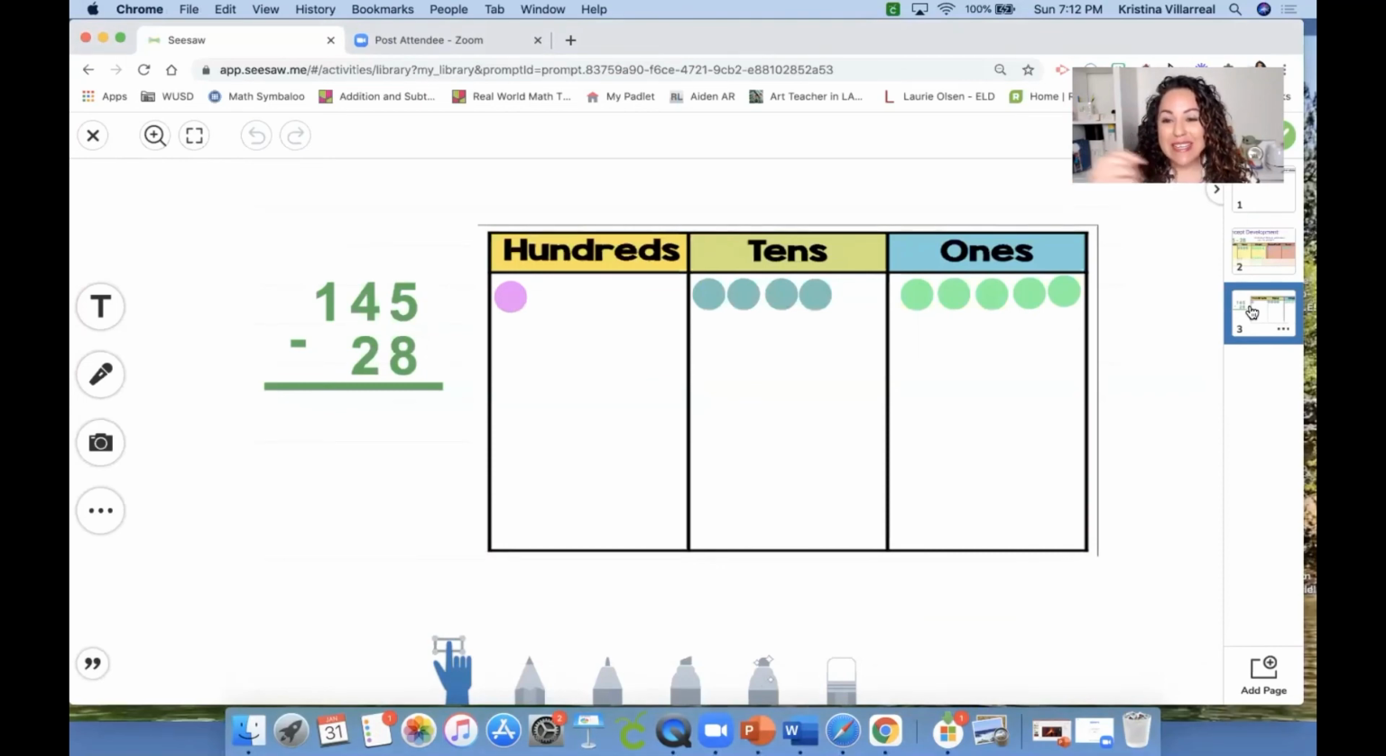So the next thing I want you to do is I want you to work out this problem, 145 take away 28. So you can see I have 1 hundred, 4 tens, and 5 ones. I do not have 2 tens and 8 ones because when you subtract, you do not build the other number. That's only when you add. So if you circled this chart or if you chose this chart on the other slide, great job. And that's it. So go ahead and solve this problem.